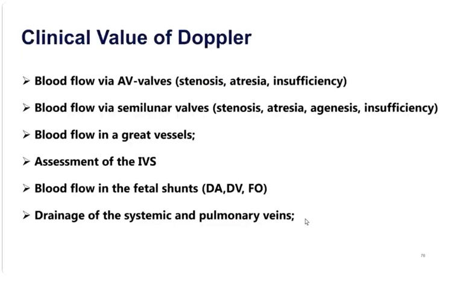So the clinical value of the Doppler, if we summarize all of this, is that we look at the blood flow across the AV valve for stenosis, atresia, and insufficiency. We look at the blood flow across the semilunar valves, looking for stenosis, atresia, agenesis, or insufficiency. We're looking at the blood flow in the great vessels. We're assessing the interventricular septum. We pay special attention to the blood flow across the ductus arteriosus, ductus venosus, and the foramen ovale. So assessment of the fetal shunts is a very important part of the fetal echocardiogram. And of course, we are looking at the normal drainage of the systemic and the pulmonary veins.